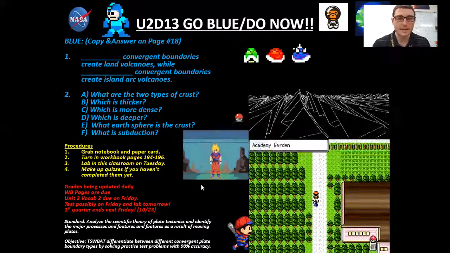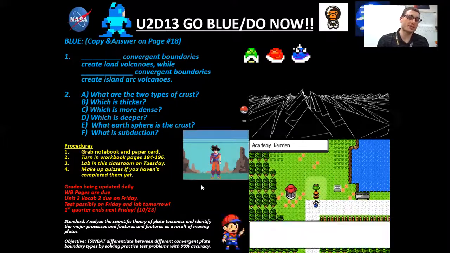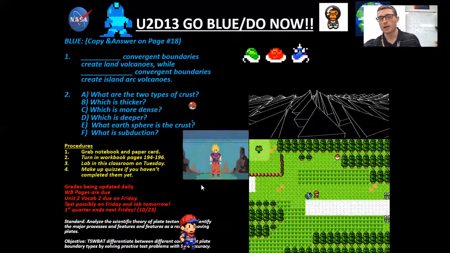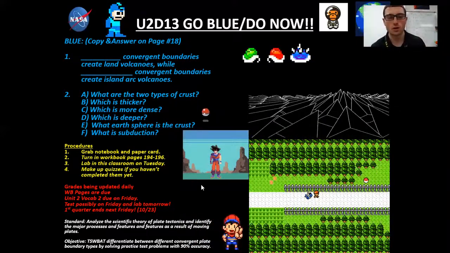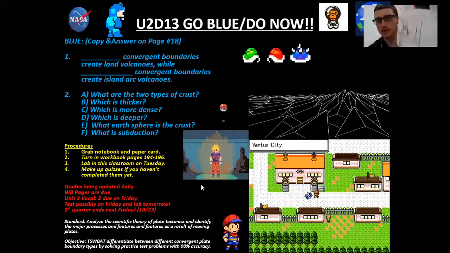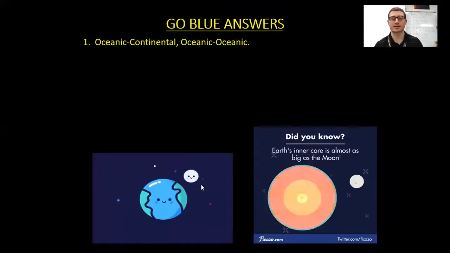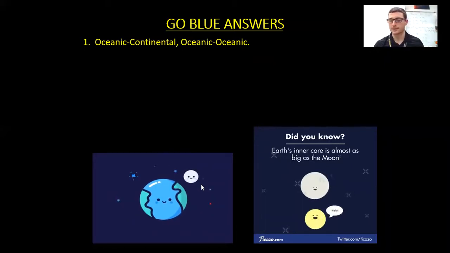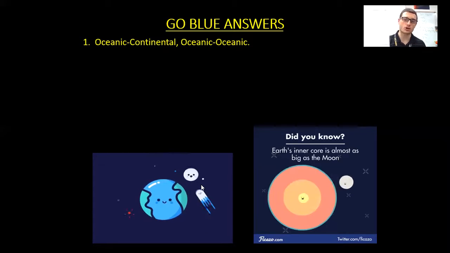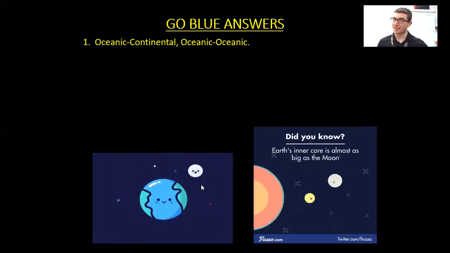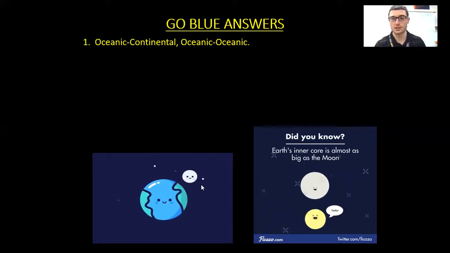Our questions though, guys. Number 1: blank convergent boundaries create land volcanoes, while blank convergent boundaries create island arc volcanoes. All you have to do is look at page 17. The first one, land volcanoes, is the second column, oceanic continental. And the second one is going to be oceanic. We're talking about crust combinations. What are the two types of crust? Oceanic and continental. You've got to know the differences.